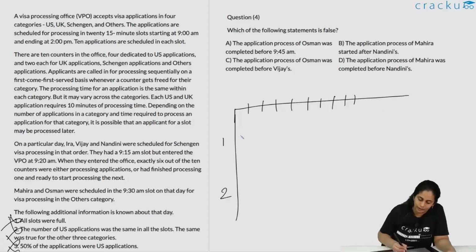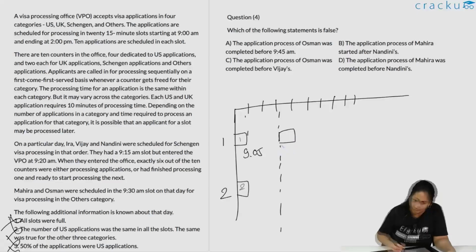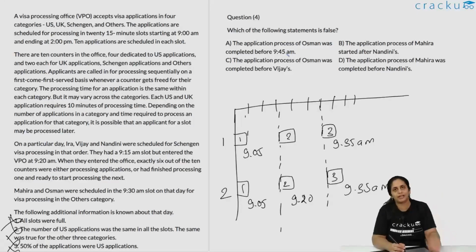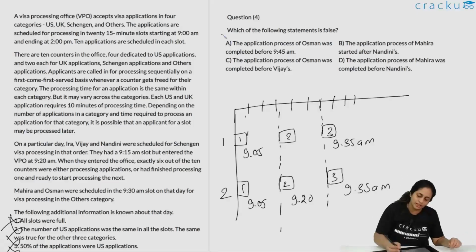Over here at 9 o'clock, you get 2 applications, and at max you are done by 9:05. Then again at 9:15 you get 2 applications, and you are done by 9:20. These are the 2 applications from slot 1, and these are the 2 applications from slot 2. Then you do nothing till 9:30. At 9:30 you get Osman and Mahira's applications. You are definitely done by 9:35 am with both Mahira as well as Osman. So Osman's application is done latest by 9:35 am, which is definitely before 9:45 am. So this is true, and I can eliminate this.